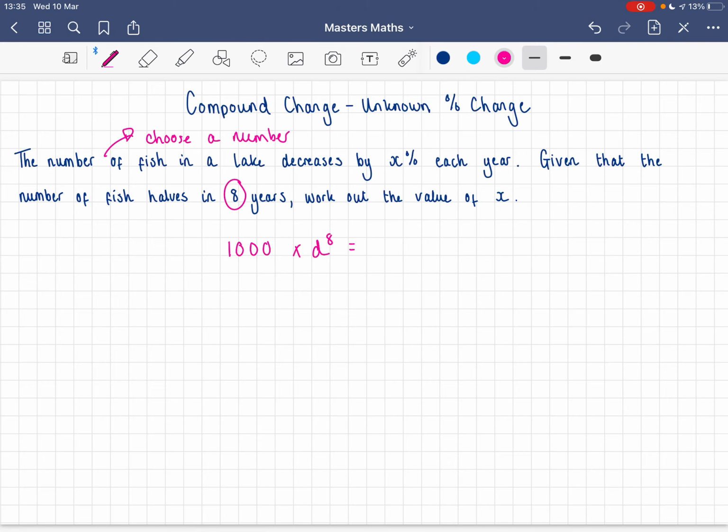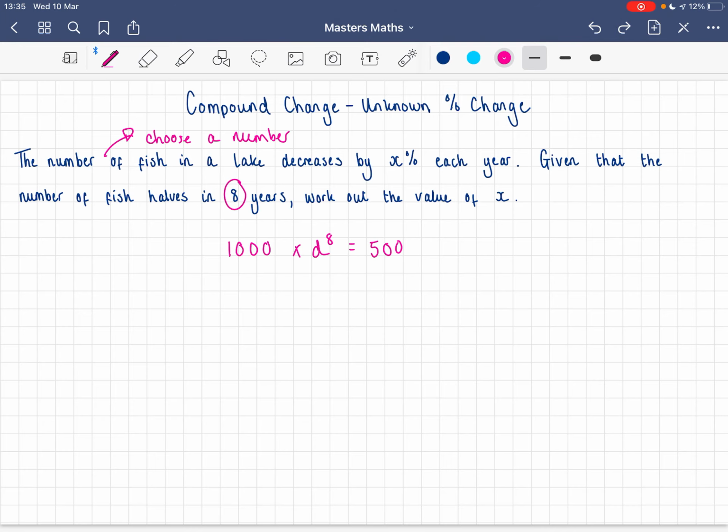Now, given that the number of fish halves in 8 years means that after 8 years you only have half of 1,000. So that is 500. No, 500, not 5,000. 500. Obviously, depending on what number of fish you started with, you're going to half that number to get what it's equal to, so 500.